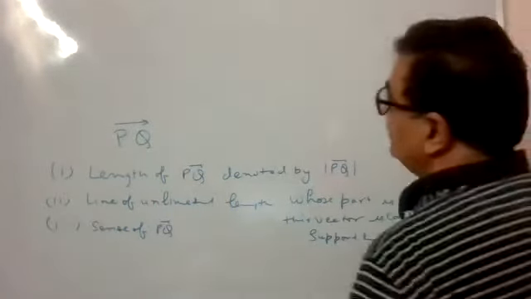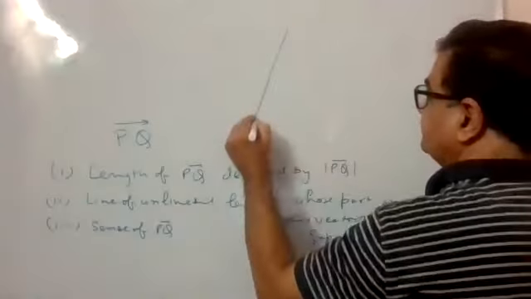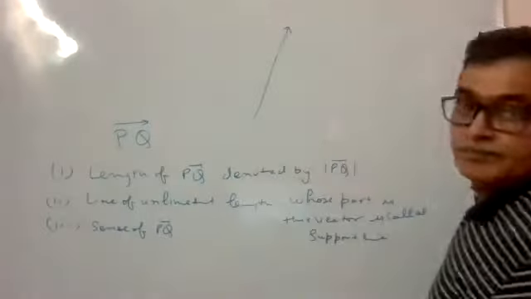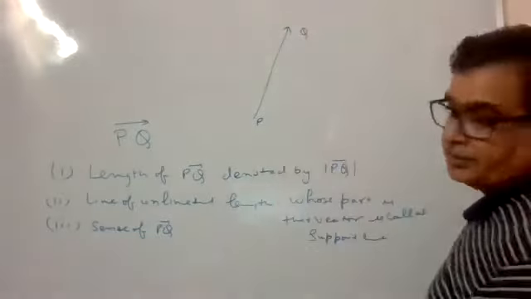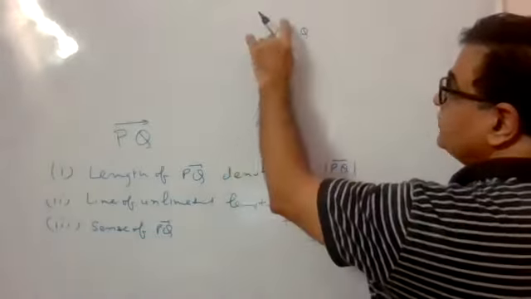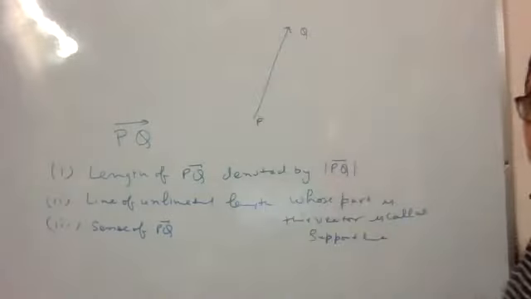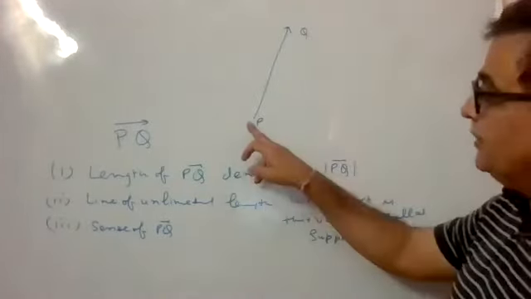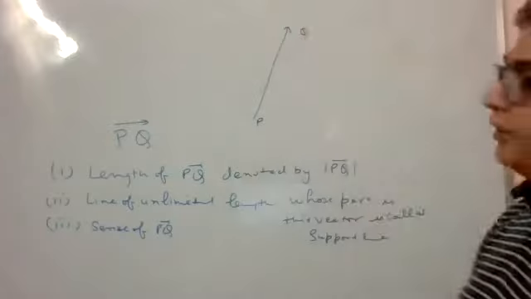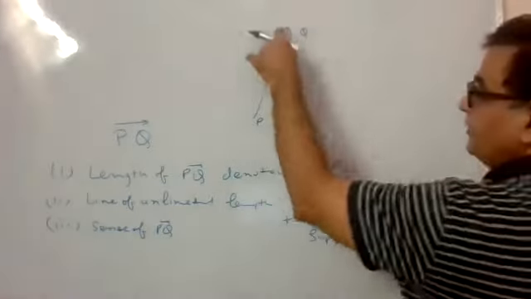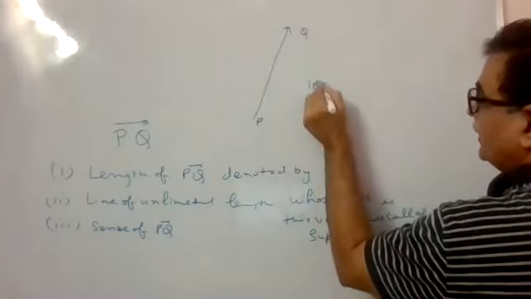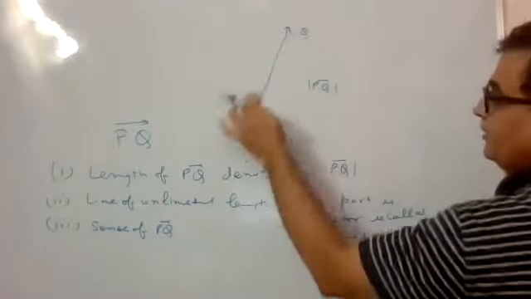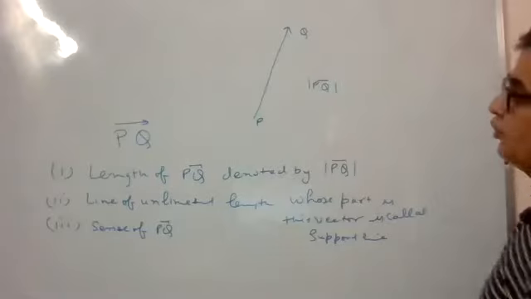For example, if I have this vector, this is P and this is Q. This is called initial point, this is called terminal point. Any vector when you represent, this will be the initial point, this is the terminal point. The length of this vector will be denoted by magnitude of PQ vector. Whatever its length is, that is called magnitude of PQ.